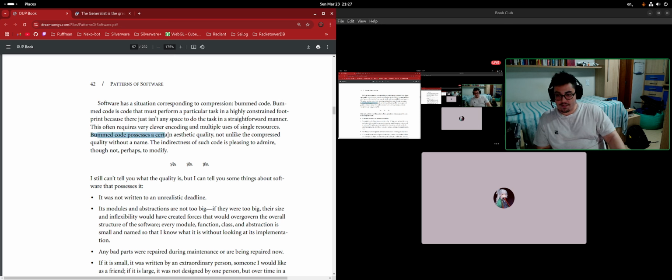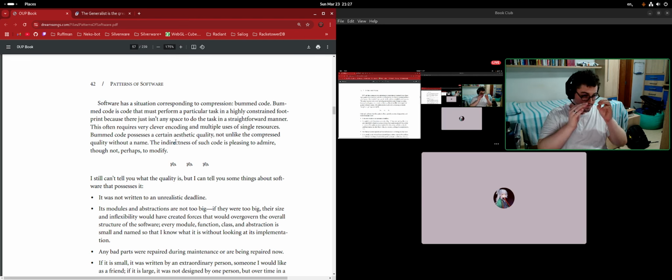So bummed code possesses a certain aesthetic quality, not unlike the compressed quality without a name. The indirectness of such code is pleasing to admire, though not perhaps to modify. Well, it's true. Code that does this has a quality without a name, but it's tiny. At least I am frightened to touch it because I know that I may be touching something that I don't yet understand.